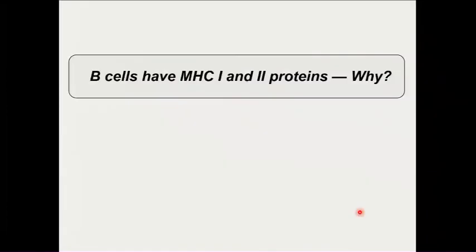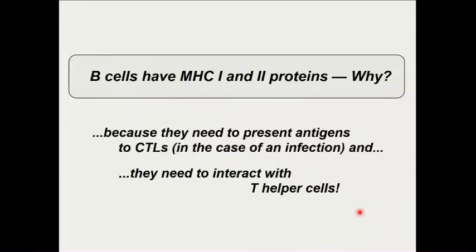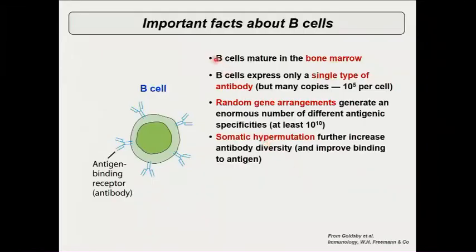Okay, now we come to B cells. They have MHC1 and MHC2 proteins, which makes them professional antigen-presenting cells. But why? Because they need to present antigens to CTLs in the case of an infection, and they need to interact with T helper cells. So here, some important facts about B cells.